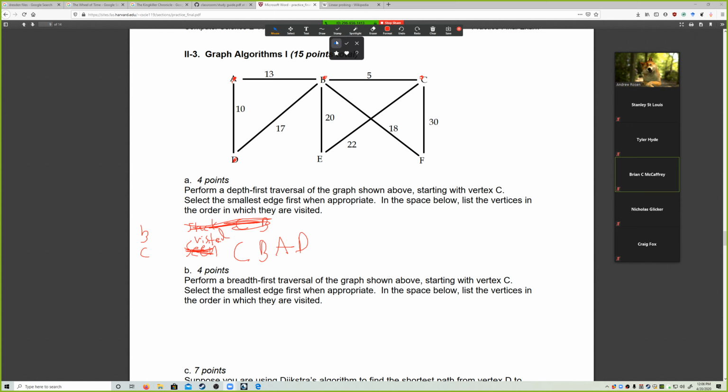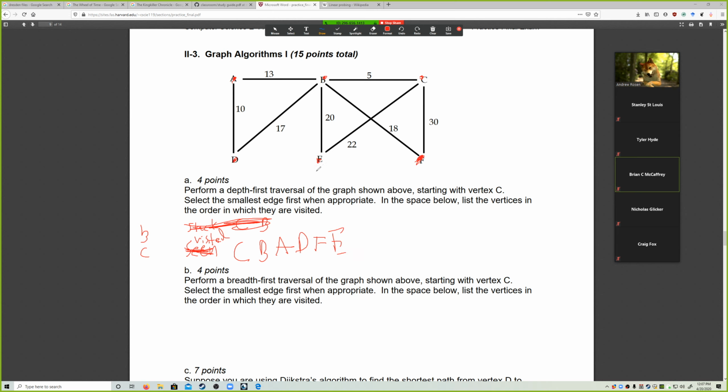Now I'm at B, and I have 2 valid places to go. Right, I can go to F or E, and always go to the smallest edge, F. So go over here. And then 30 and 18, but they're both visited, so we're going to pop off F. Okay. And now we're back at B. We've got only one valid choice to go to, so that's E.